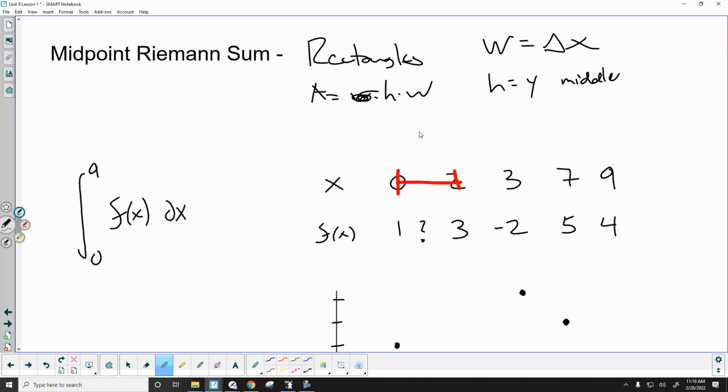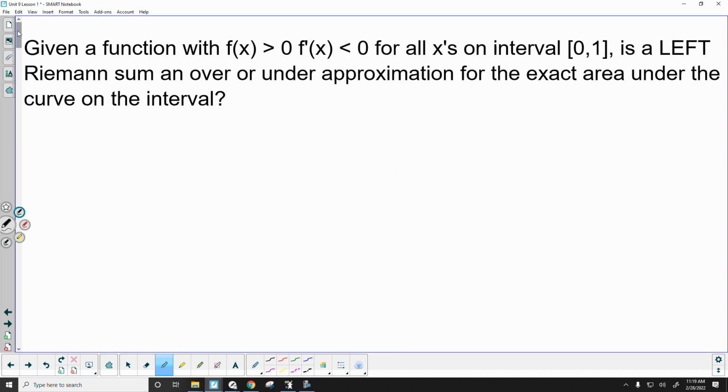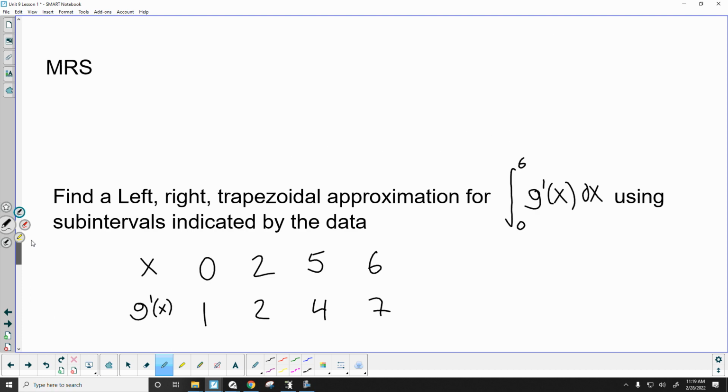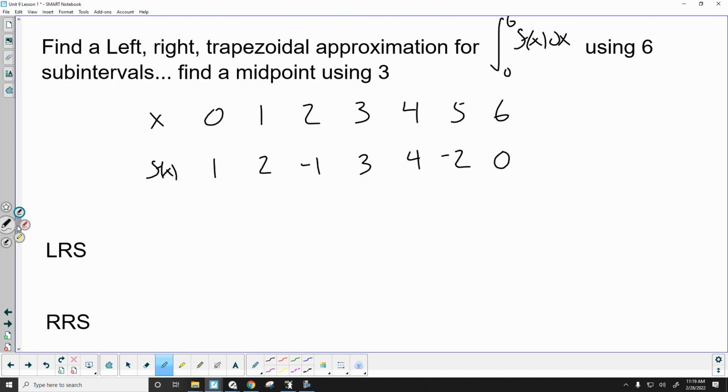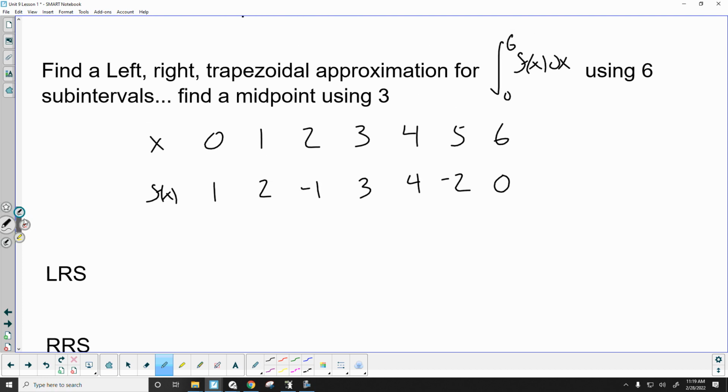So let's do another example where I would ask you to find a midpoint Riemann sum, and we'll see how this whole delta x calculation can start to come into play. This is the last page of your notes, the second to last page before the last lesson. I'll go back one. There it is. You got the MRS, which stands for midpoint Riemann sum.